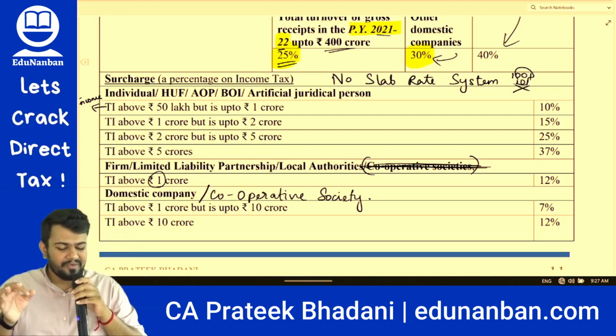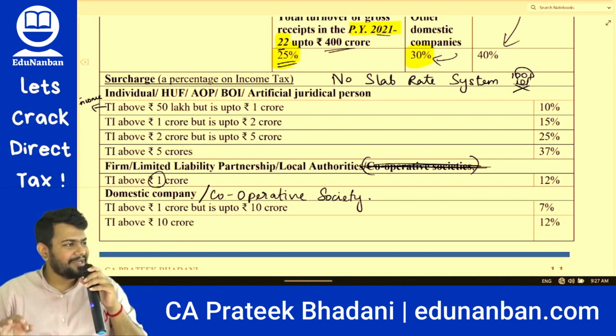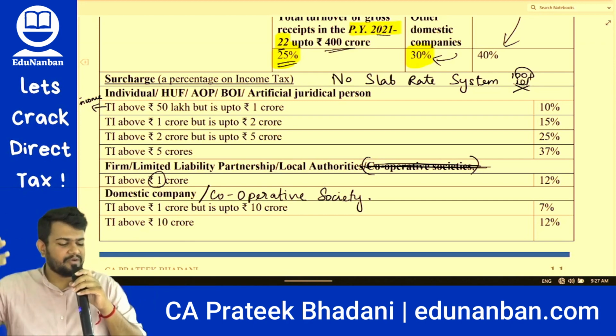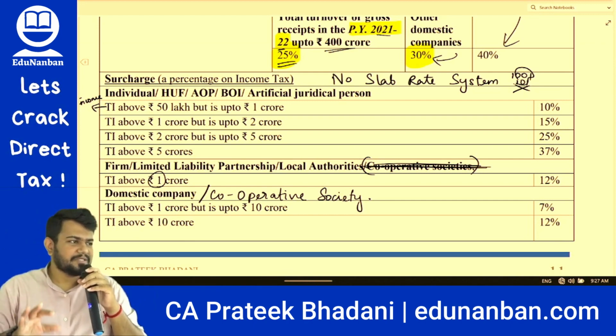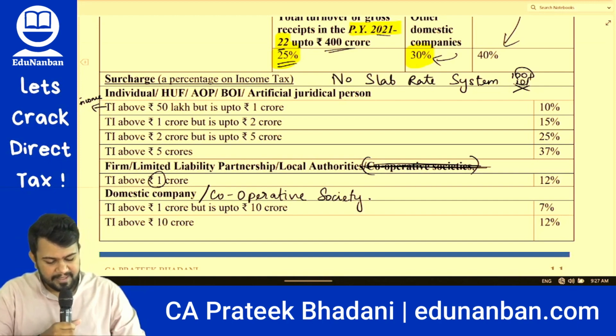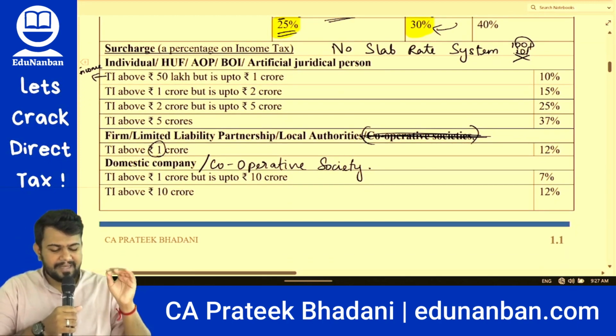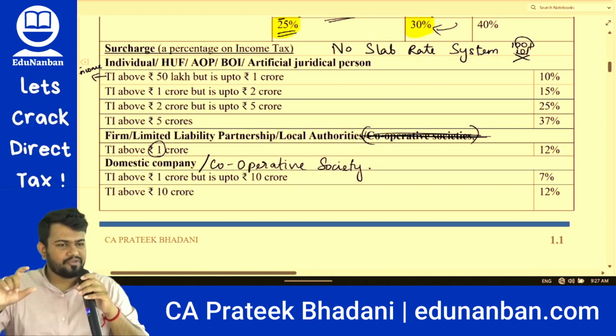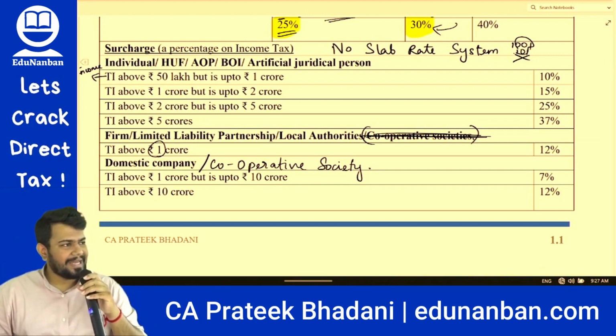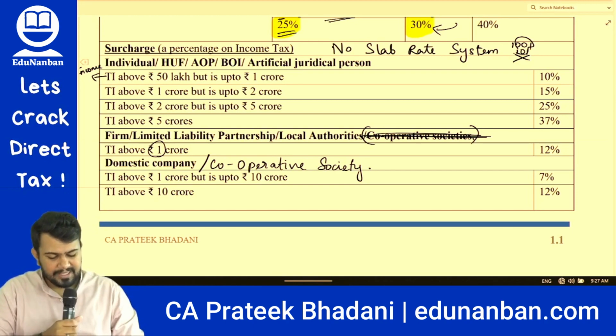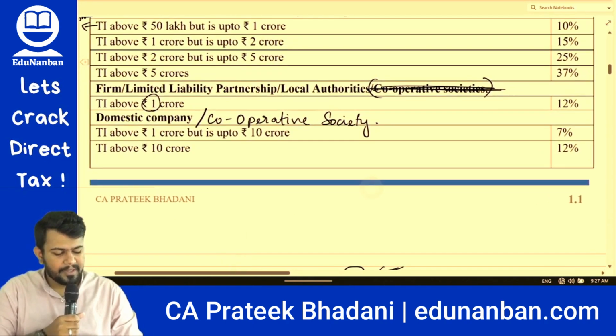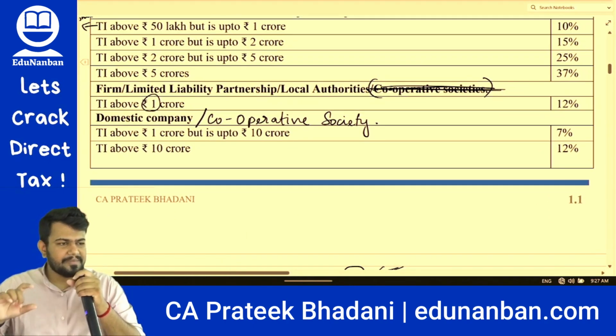Total income above 2 crores up to 5 crores, 25%. Above 5 crores, how much? 37% surcharge. Then in case of partnership firm, LLP, local authority, if total income is above 1 crore, directly 12% surcharge. Only one limit.